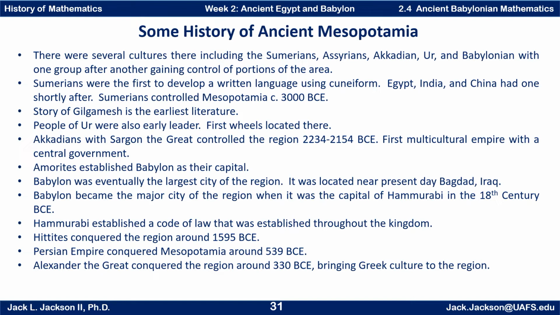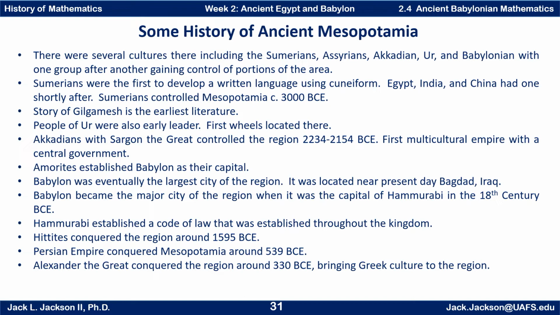an emperor named Hammurabi in the 18th century BCE. Hammurabi is known especially for establishing a code of law that was established throughout his kingdom, the first time that had ever happened when an entire kingdom had to obey the same laws.